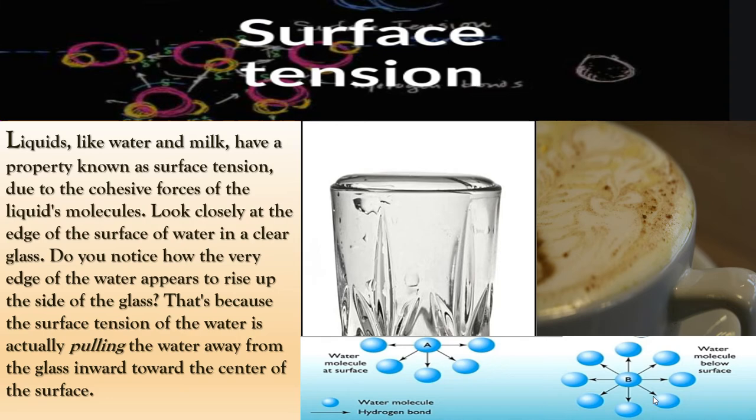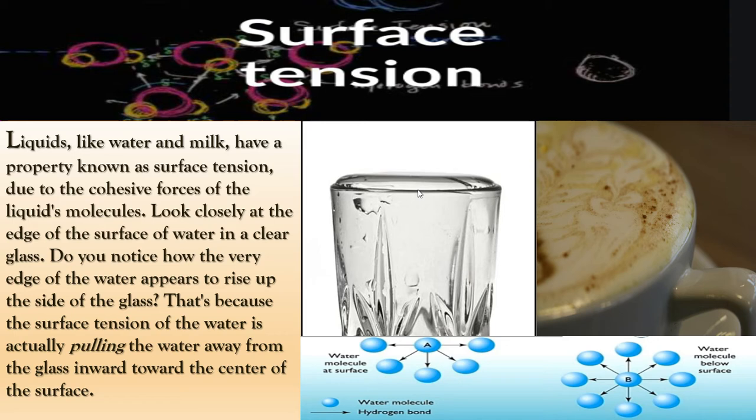Surface tension. Liquids like water and milk have a property known as surface tension due to the cohesive forces of the liquid's molecules. Look closely at the edge of the surface of the water in the clear glass. They're talking about this right here. Do you notice how the very edge of the water appears to rise up the side of the glass? That's because the surface tension of the water is actually pulling the water away from the glass inward towards the center of the surface.